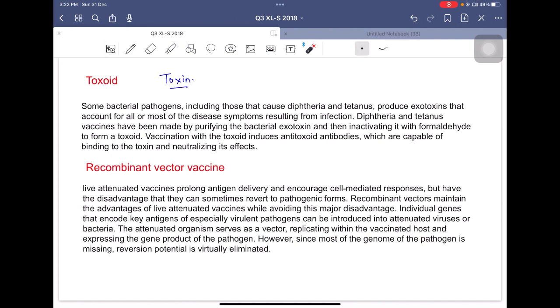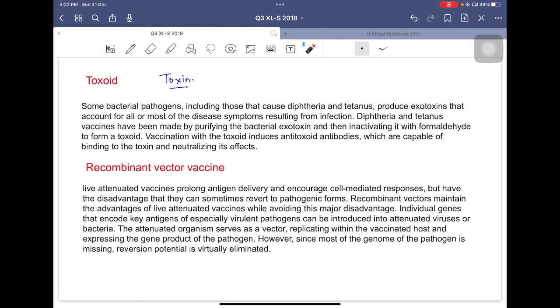So of course, it will prolong the antigen delivery as the live attenuated vaccines do, and it will express the gene product of the pathogen. The pathogenic gene that is cloned in these recombinant vectors will cause the expression of the gene product of the pathogen. And this will be recognized by our immune system, and the immune system will provide an immune response against that particular pathogenic gene, or the key antigen of the virulent pathogen.